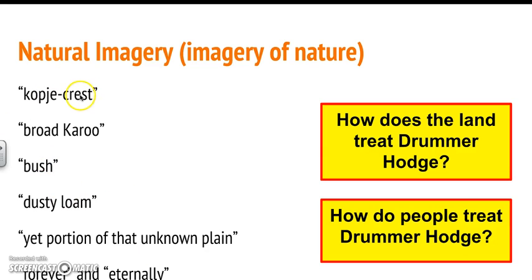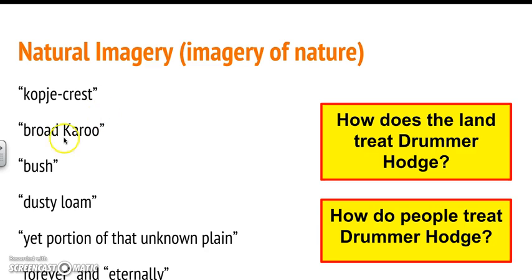The Kopje crest. His landmark is a Kopje crest. The people don't create a memorial or a gravestone for Drummer Hodge, but the land does. The landscape makes a natural way to remember him, and that is with this Kopje crest. So the land is respecting Drummer Hodge, but the people are not.